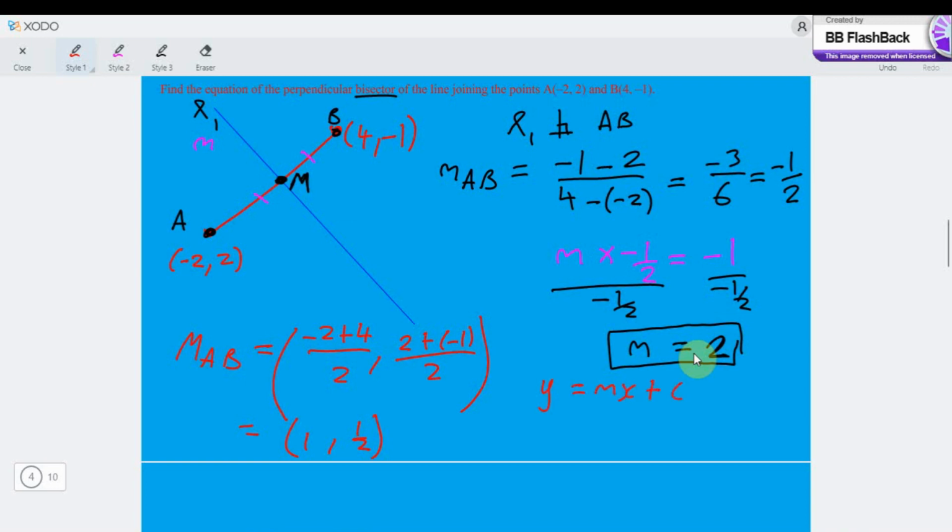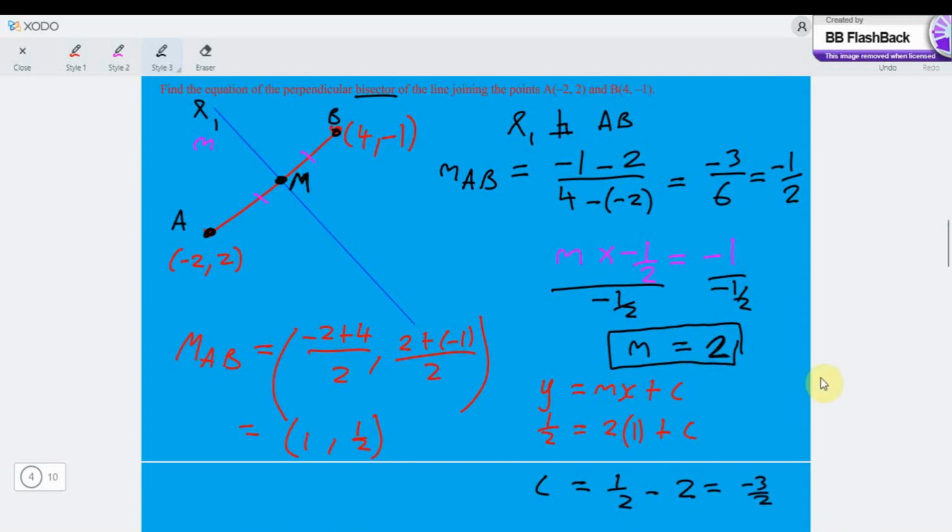Now the y value we know is 1/2, equal to 2 times the x value we know is 1, plus c. So finding c first, we bring over the 2. So c is 1/2 minus 2, which is -3 over 2.